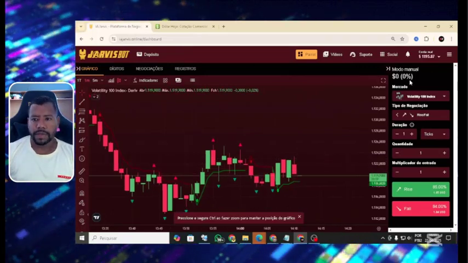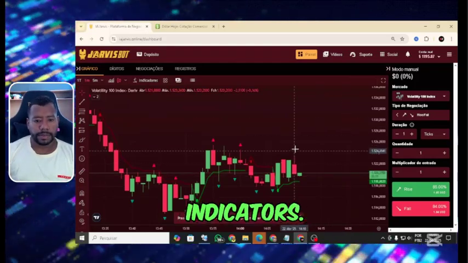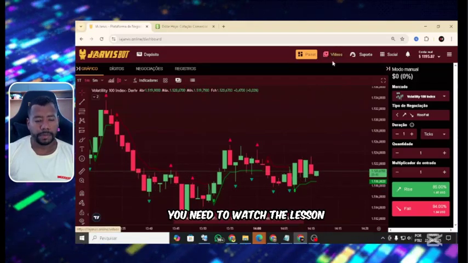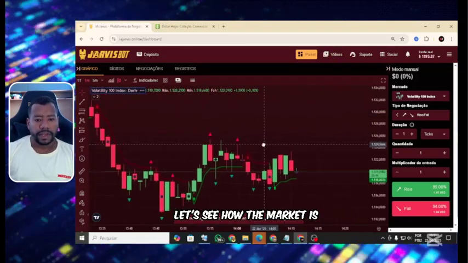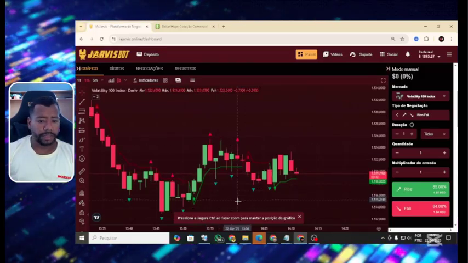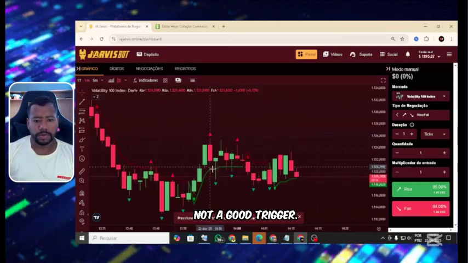Updated everything. Start our operations now. First, set up the indicators. Already configured here. Remember, you need to watch the lesson to understand. Let's see how the market is doing. We're using 100 volatility. It's not ideal. The market has been sideways lately, not a good trigger.